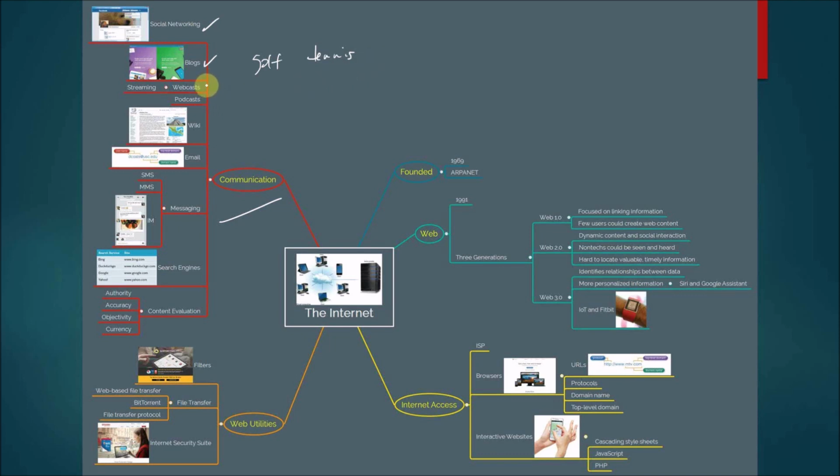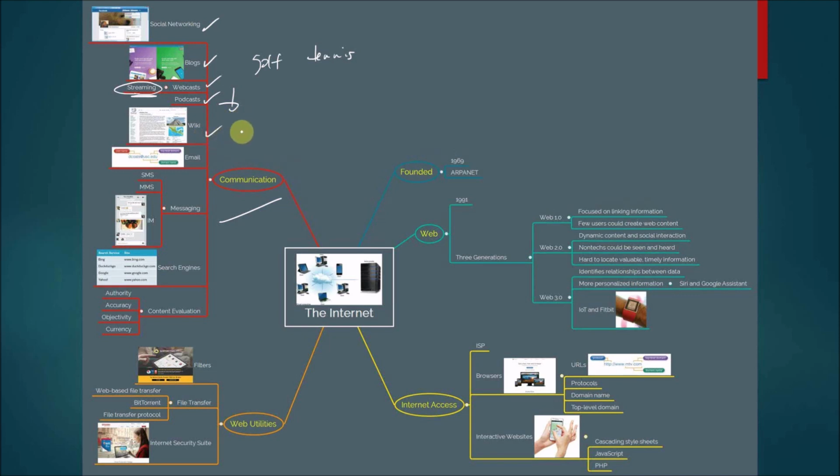We can communicate through webcast, which allow you to access the multimedia file while it's downloading to your computer through a technology called streaming, versus a podcast where you have to download the entire multimedia file before you can watch it.